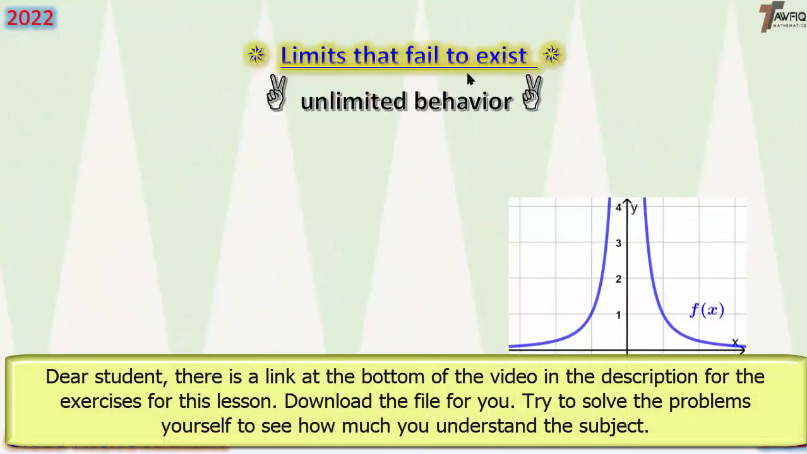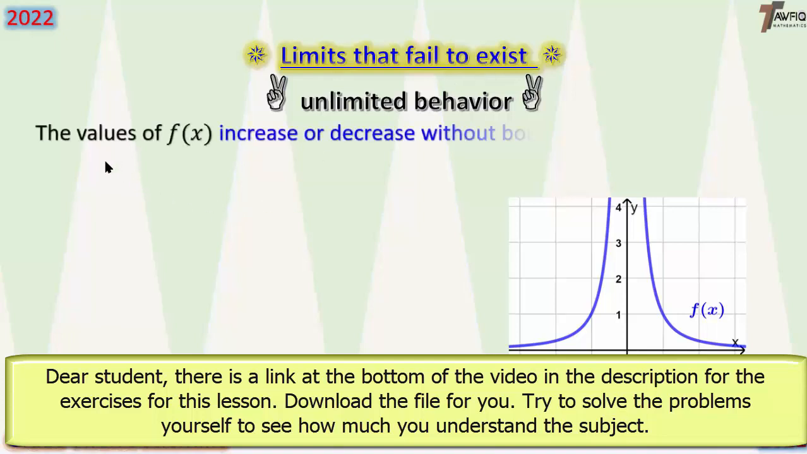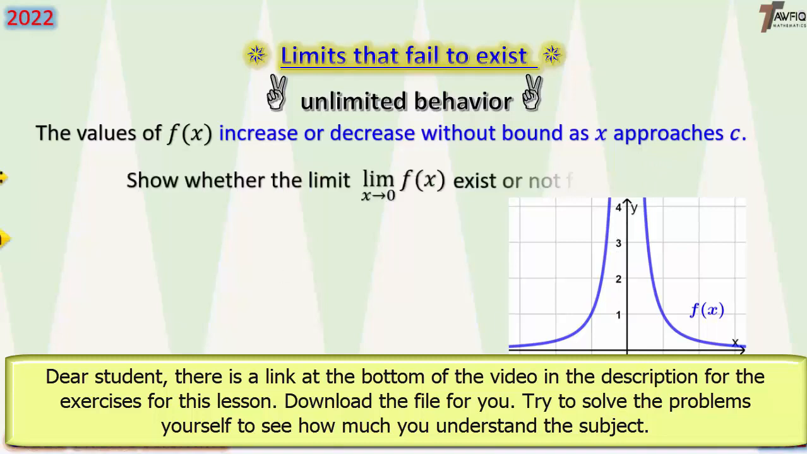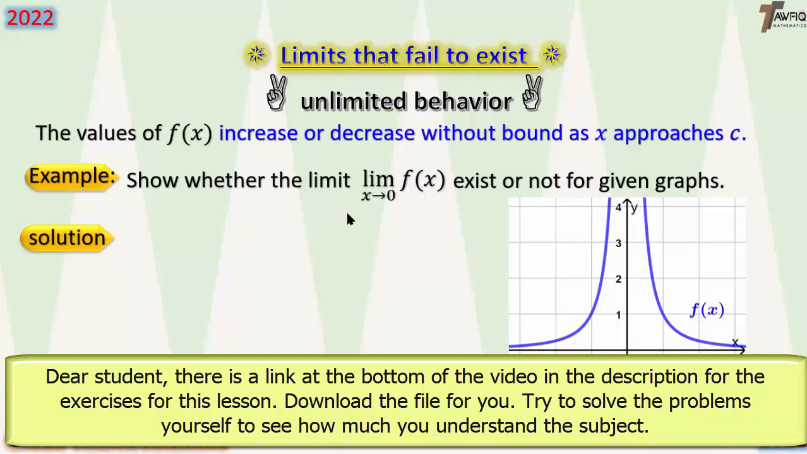Limits that fail to exist. Unbounded behavior: the values of f(x) increase or decrease without bound as x approaches c. As you can see in this example, show whether the limit as x approaches 0 of f(x) exists or not for the given graphs.